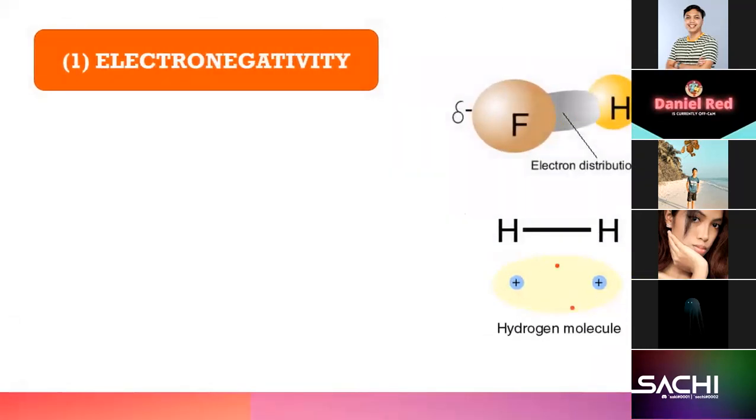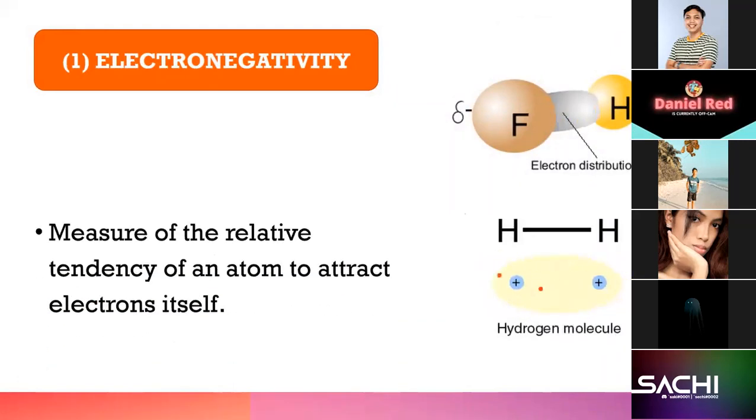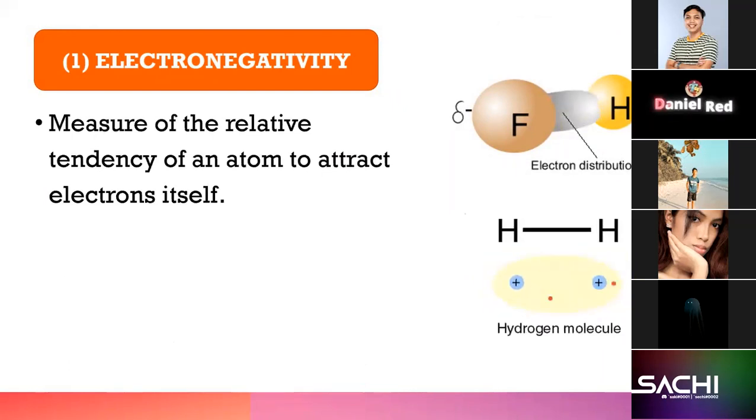So the first factor to consider in bond polarity is electronegativity. Electronegativity is the measure of the relative tendency of an atom to attract electrons to itself. Remember that each atom has three main subatomic particles: neutrons, protons, and of course electrons. Electrons are on the outermost shell of an atom, which are involved in the attraction of two molecules to each other.